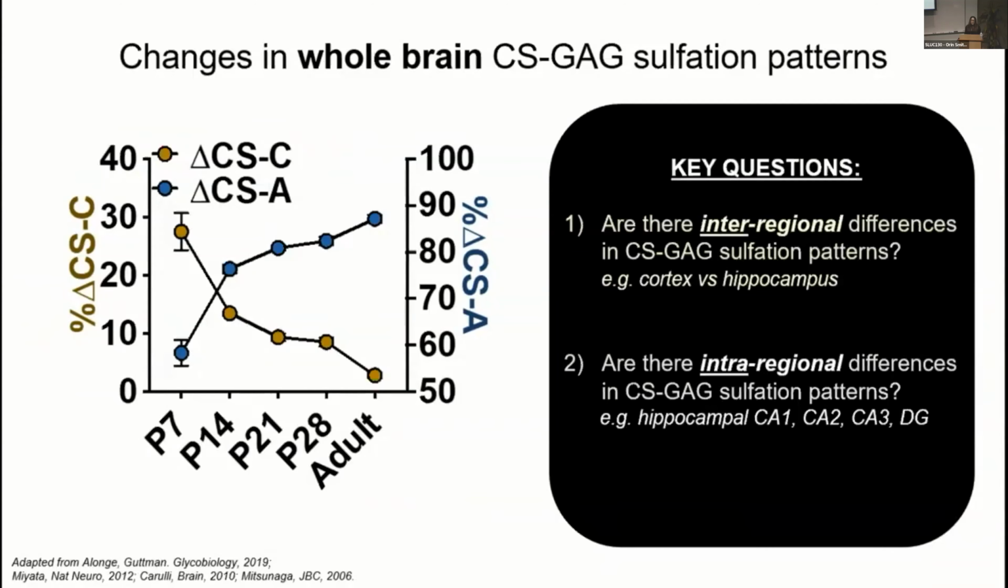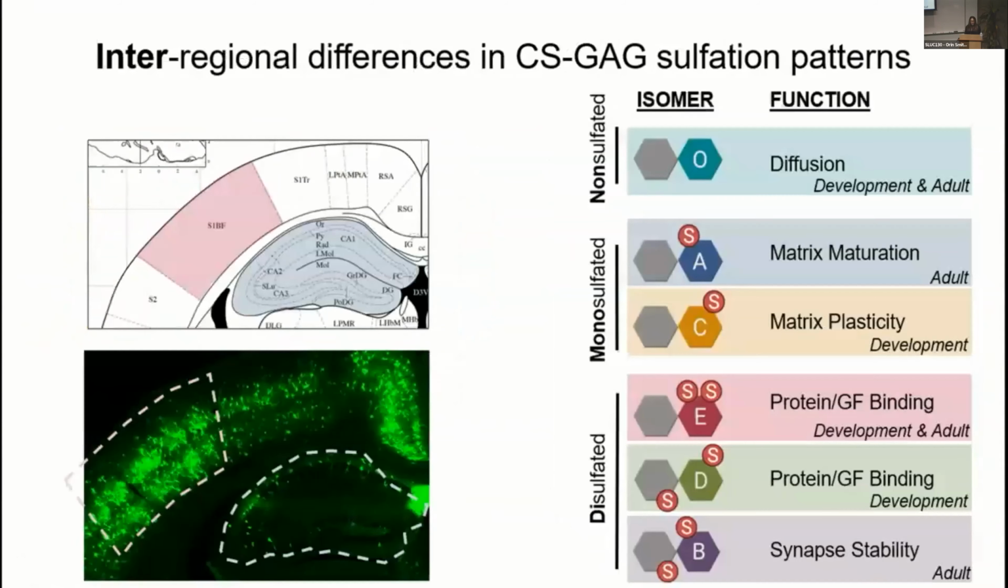So I'm going to answer the first question first, which is, are there any interregional differences in these sulfation patterns? And I chose the cortex and the hippocampus to investigate. In this example, I looked at the somatosensory barrel field cortex here in the pink and compared it to the hippocampal region, not cortex, in the blue. And so I chose these areas because morphology-wise, they look very distinct in the way the PNNs were formed, where the somatosensory cortex is high in abundance and structured, while the hippocampal region is less structured and less abundant.